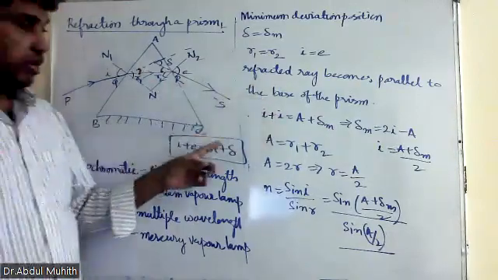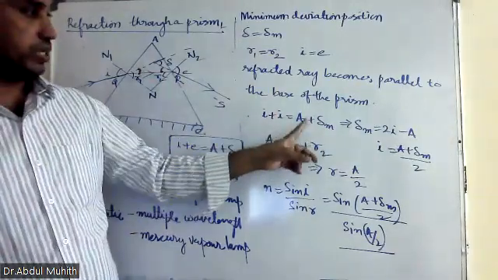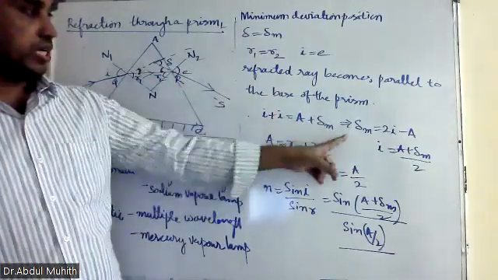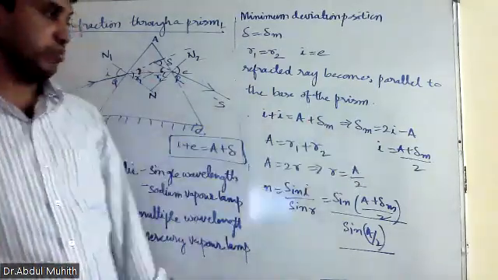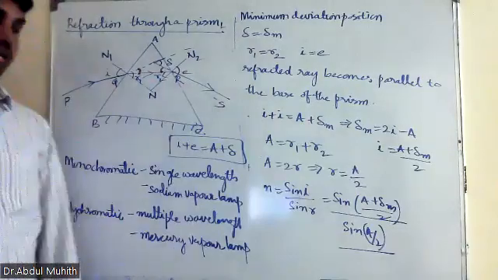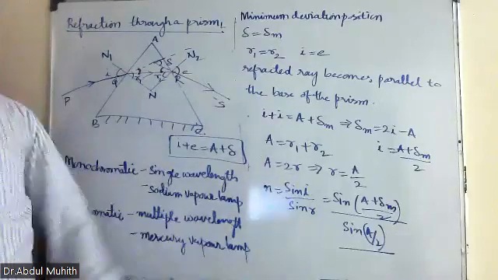Okay. Now what will happen now? I plus I will become 2I. So A plus 2I equal to A plus delta M, or delta M is equal to 2I minus A. So I is equal to (A plus delta M) by 2. Now next one is what? A is equal to what? R1 plus R2. A is equal to 2R, or R is equal to A by 2.